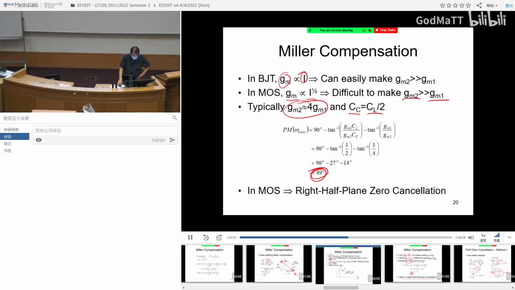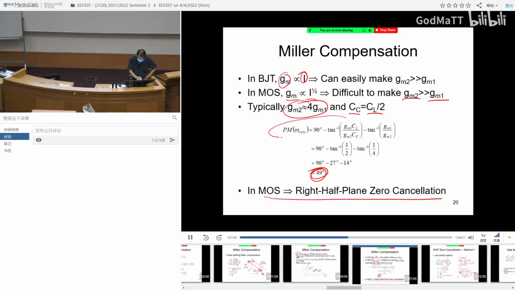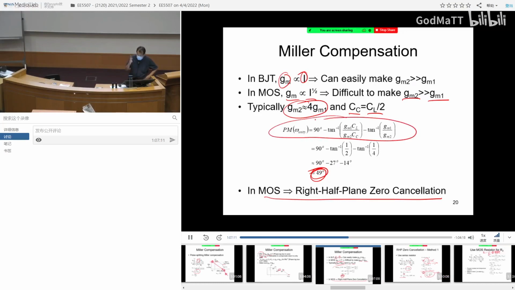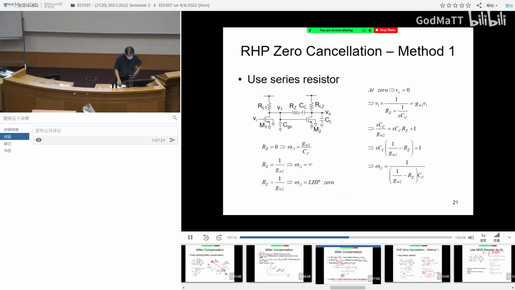Are we able to cancel away the right half plane 0? This principle comes about because if we look at the total phase margin contribution, there are 2 terms. One is due to the non-dominant pole, we cannot get rid of it. The system always has a non-dominant pole. But this right half plane 0, is there a way to cancel it? Because if you cancel it right away, you don't have this guy. It's much easier to achieve 60 degrees phase margin, right? So can we do that?